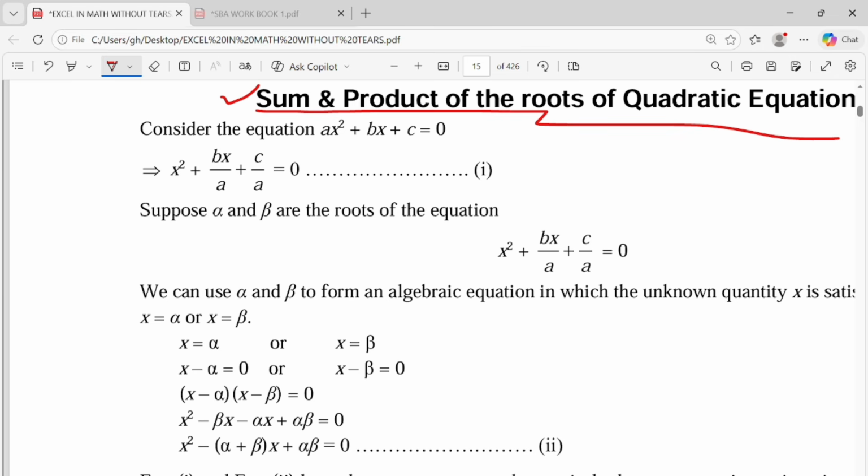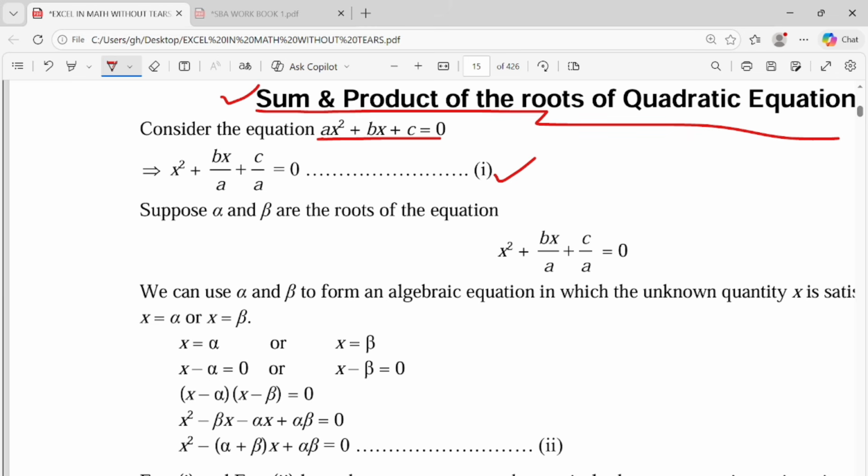So how do we know the sum and product of roots of a quadratic equation? I told you that the general expression of any quadratic equation is ax squared plus bx plus c is equal to 0. And usually we try to make the coefficient of x squared as 1. That's why we divided by a. So you come up with x squared plus bx over a plus c over a is equal to 0.